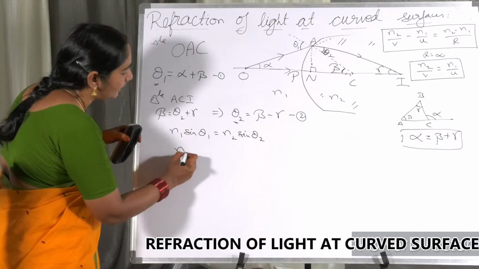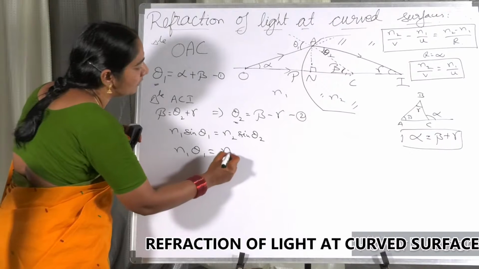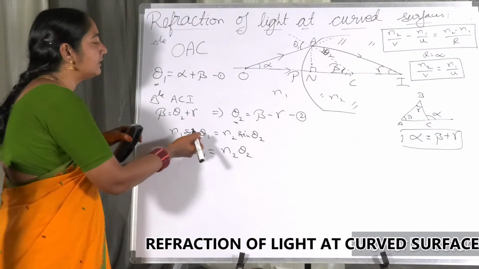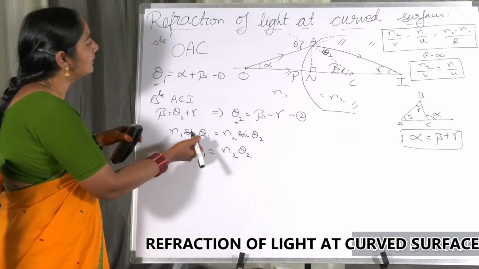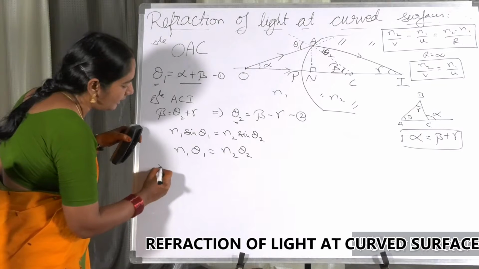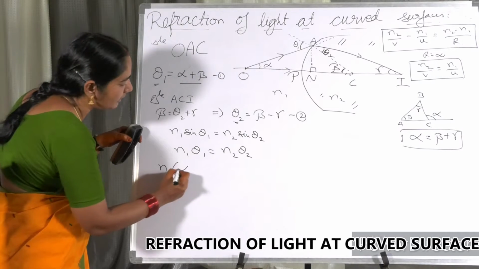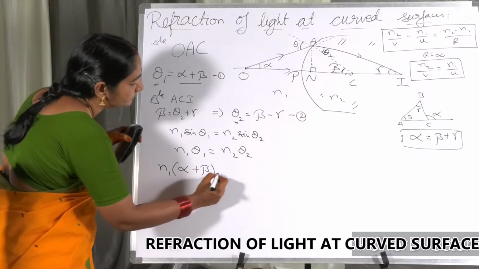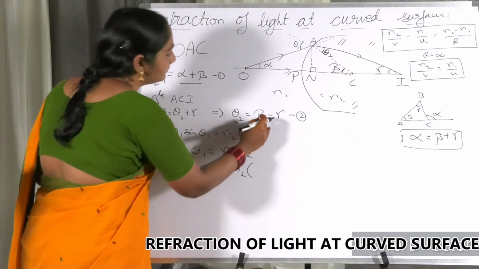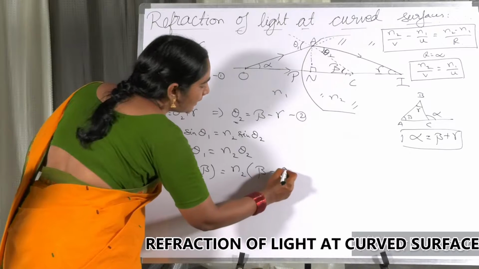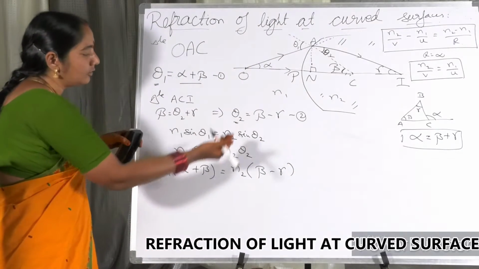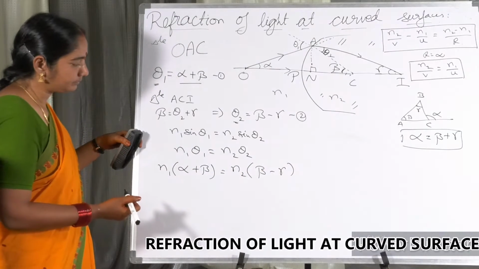So now N1 theta 1 is becoming equal to N2 theta 2. Because we are taking the angles as very small, we are considering sin theta 1 as theta 1. Now theta 1 is already known to us. N1 into theta 1 is given as alpha plus beta, and it is equal to N2 into theta 2, which is given as beta minus gamma. We are just replacing the values of theta 1 and theta 2 in this equation.